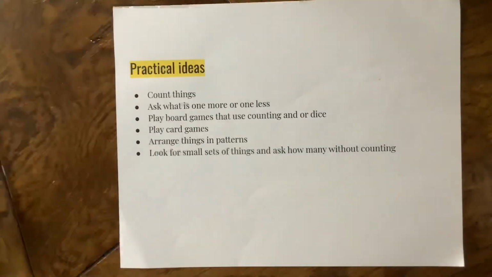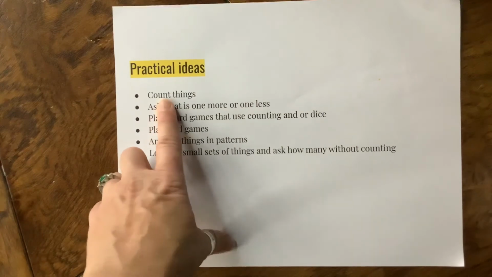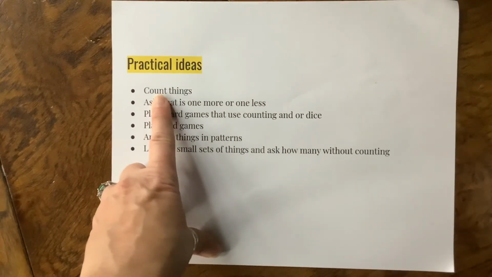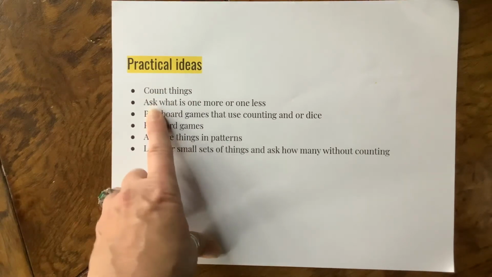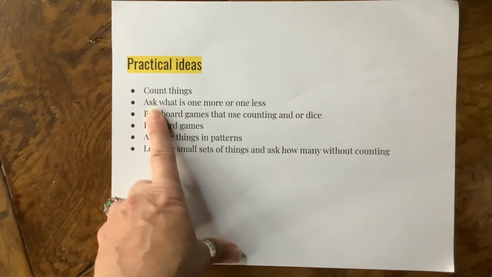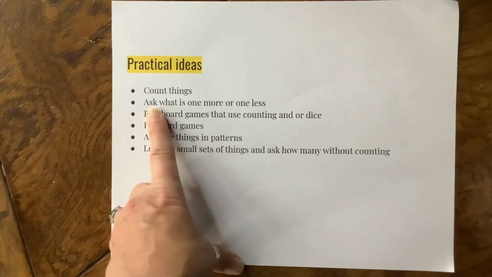So what are some practical ideas for helping your child with number sense? Well, obviously counting things is an important way to practice that skill. Ask what is 1 more or 1 less. Oh, I gave you 4 cookies. If you eat 1, how many will you have? Or I gave you 4 cookies. Would you like 1 more? How many would that be if I gave you 1 more?